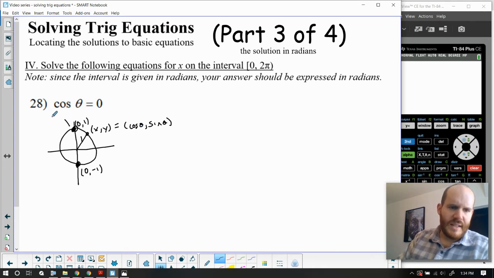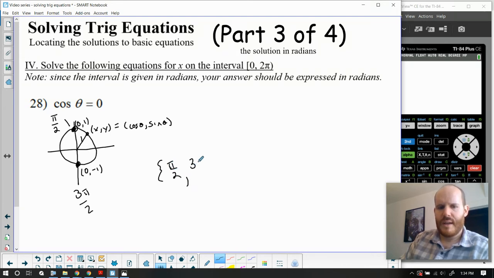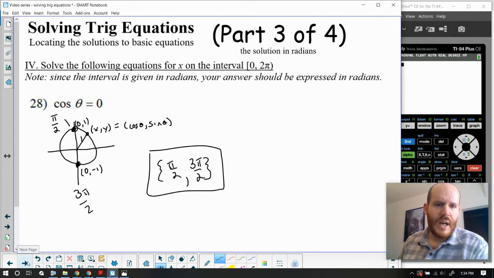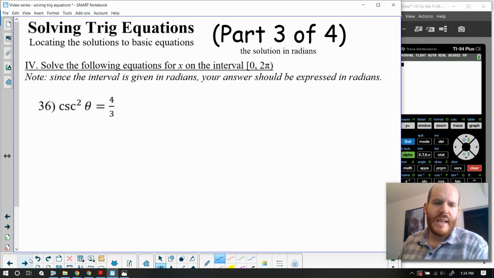This puts me at 90 degrees, which in terms of radians is pi over 2, and at 270 degrees, which in terms of radians is 3 pi over 2. Those are my two answers, so I don't have to use a reference angle process if I'm using the unit circle. My two answers are pi over 2, the equivalent of 90 degrees, and 3 pi over 2, the equivalent of 270 degrees.